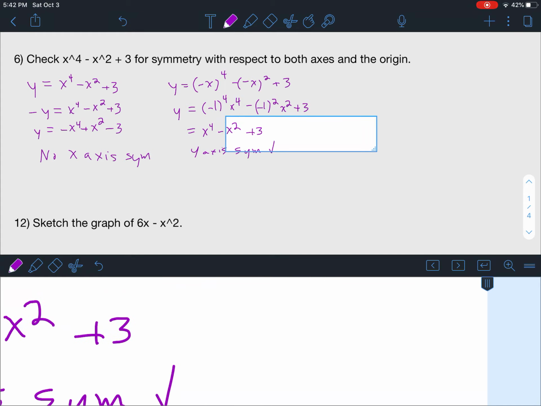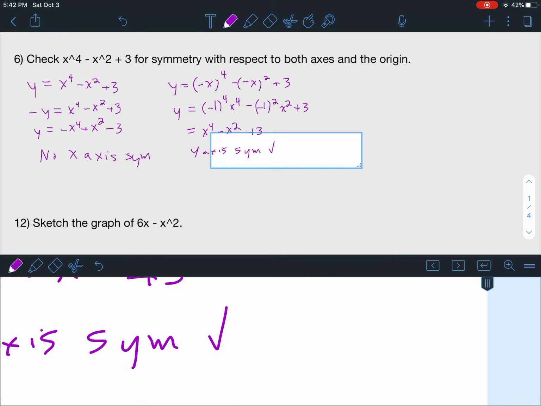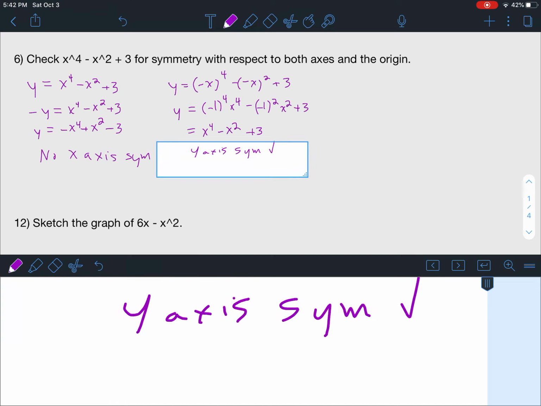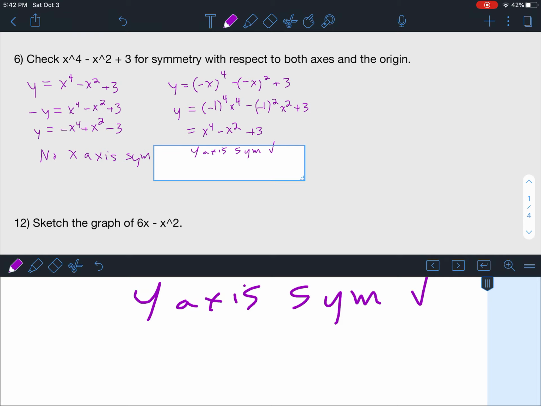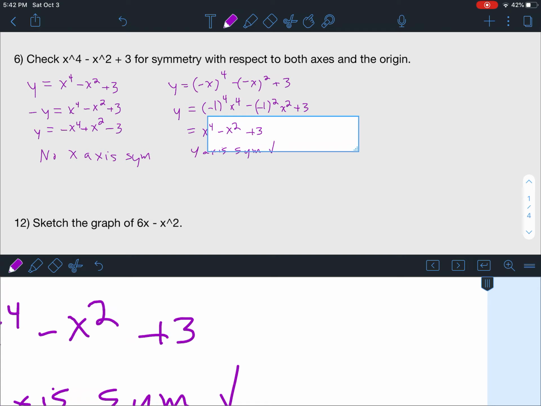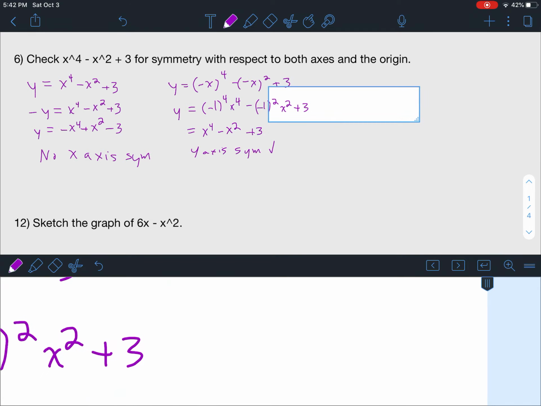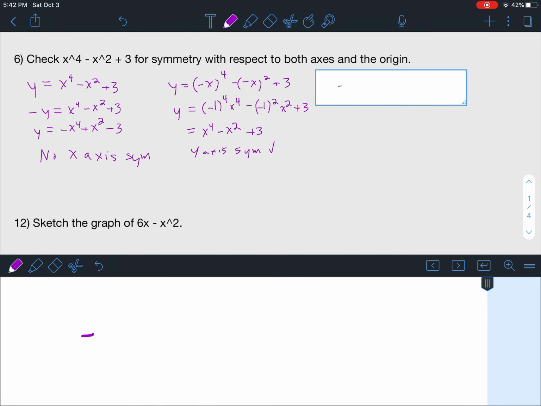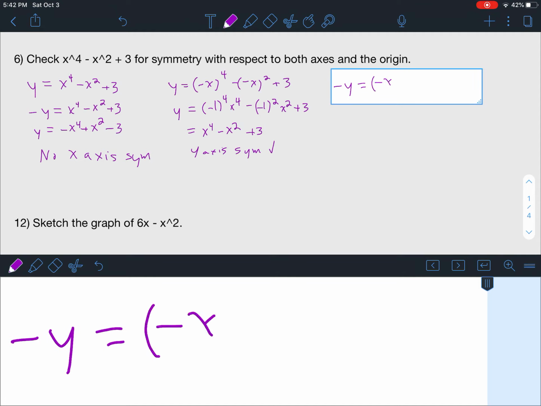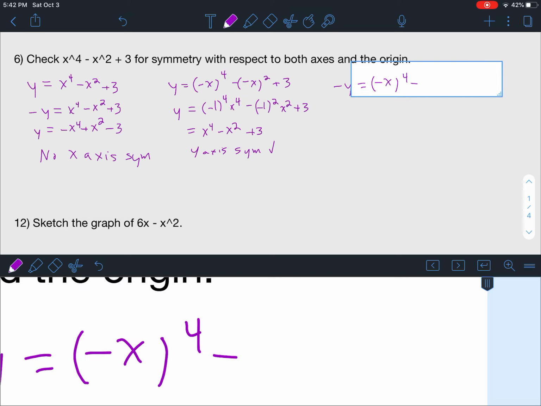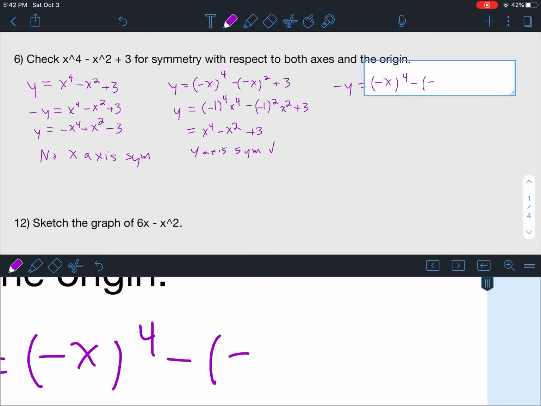Now, you can tell right away that there's not going to be origin symmetry because there is no x-axis symmetry, but there is y-axis symmetry, which means there's not origin symmetry. But to go ahead and explicitly check for it, you can replace both y with negative y and x with negative x, which will give you negative y equals negative x to the 4th minus negative x squared plus 3.